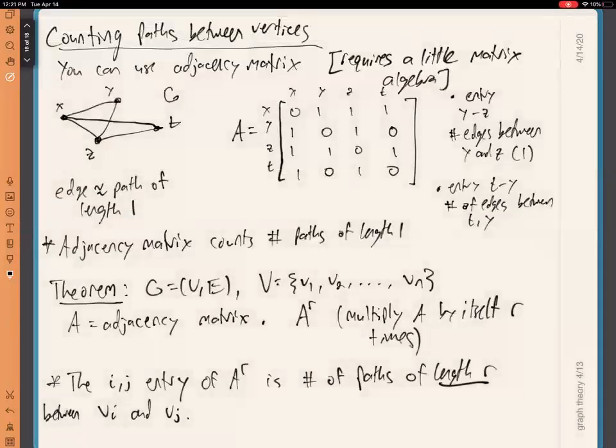What may be helpful to know is this theorem: if you multiply the adjacency matrix by itself r times, it will count the number of paths of length r from any two vertices.